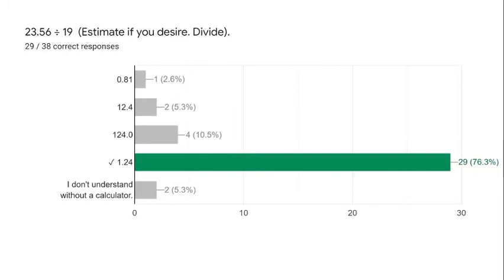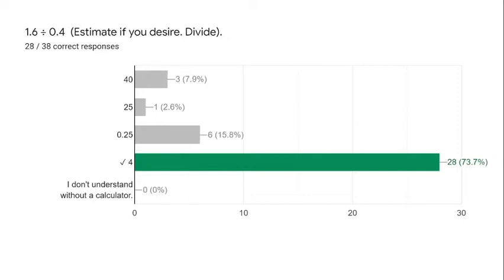I'm very proud to see that most students got these questions correct. This is very incredible, boys and girls. I am very impressed by 76% of the students getting these types of questions correct. That's awesome. When we estimate, these problems are a whole lot more simple to understand. This problem was a little bit more difficult.